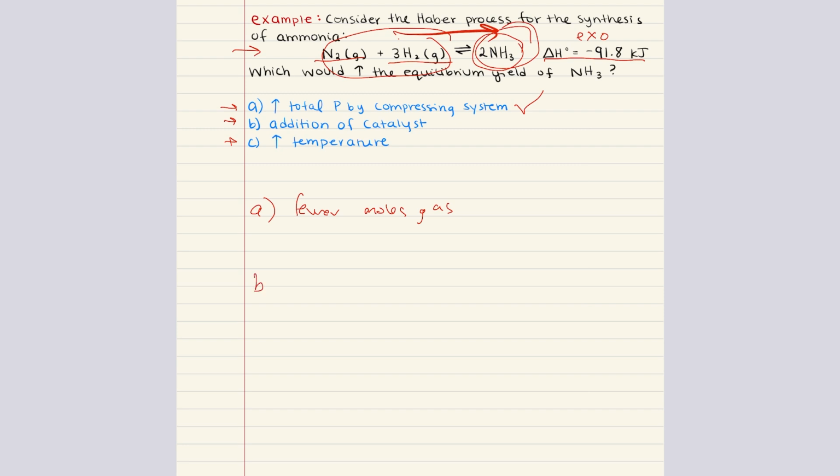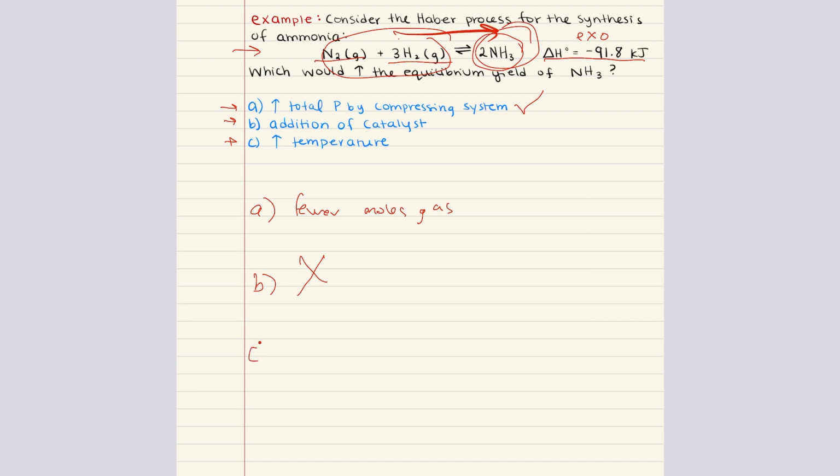What about B, the addition of a catalyst? Now I included this because I wanted to discuss catalysts and how they affect equilibrium. Although a catalyst enables a system to reach equilibrium faster, it will not affect the equilibrium position. So in fact, the addition of a catalyst would not increase the equilibrium yield of ammonia.